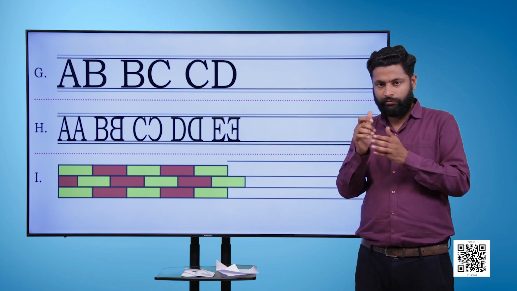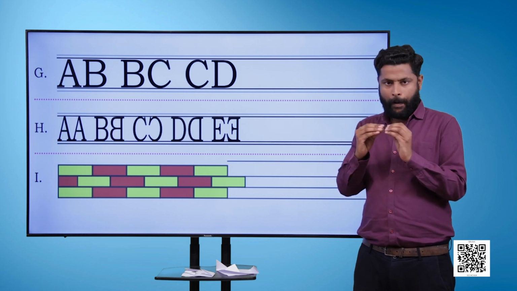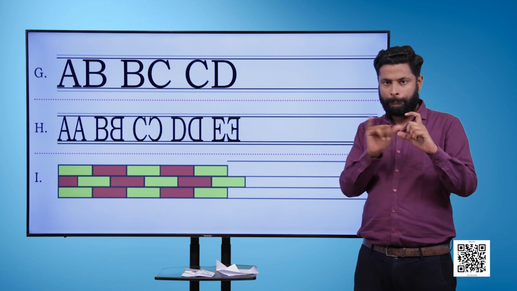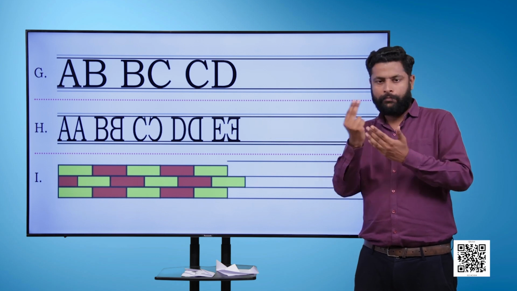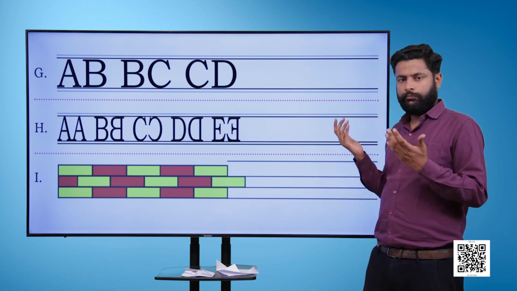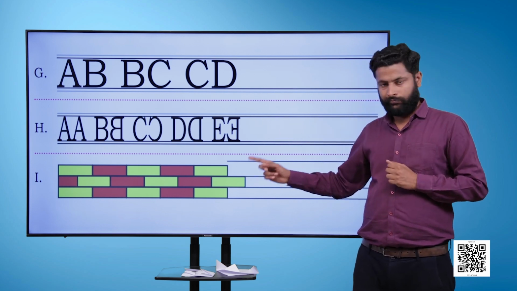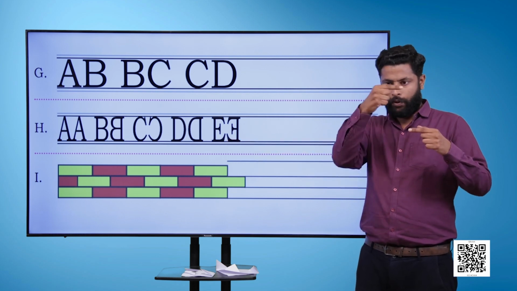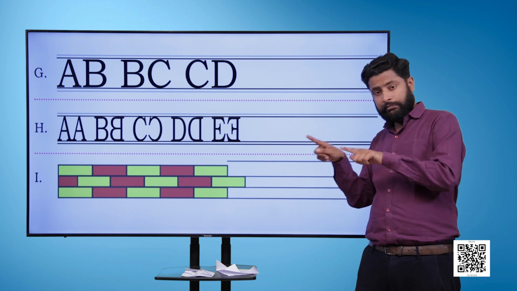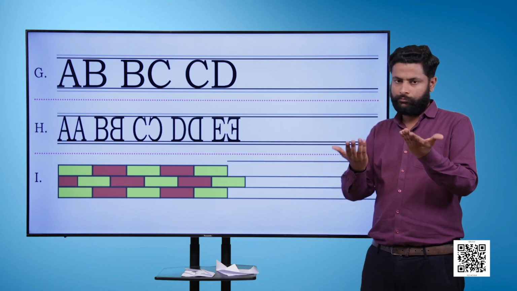H. A followed by its mirror image. B followed by its mirror image. C followed by its mirror image. D followed by its mirror image. E followed by its mirror image. I. We have a design of tiles. Please complete the pattern.